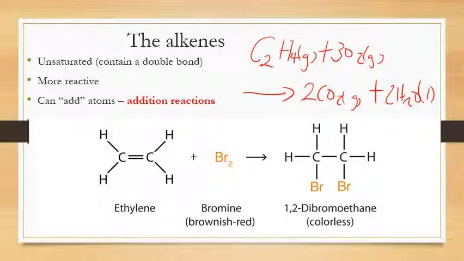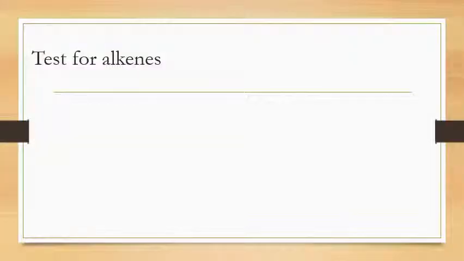But the other reaction is, of course, the addition reaction, which we're looking at in more detail in the next slide. So it's going to be basically the alkene reacting with a halogen to form a colorless product. The addition reaction is basically the test for alkenes.